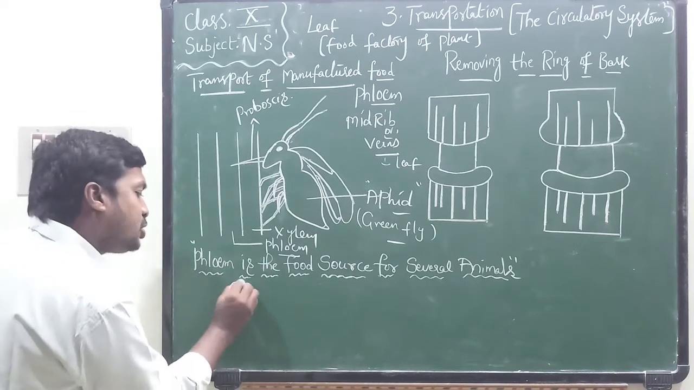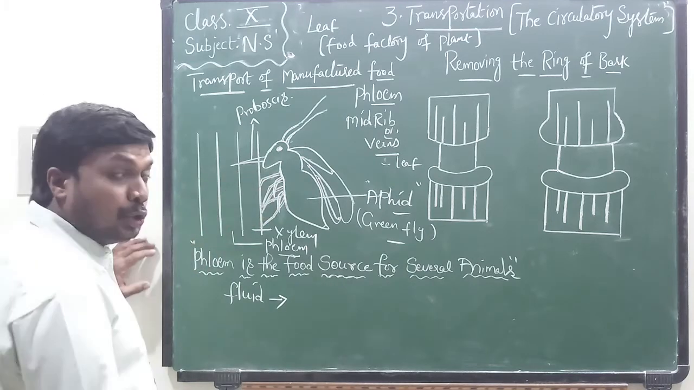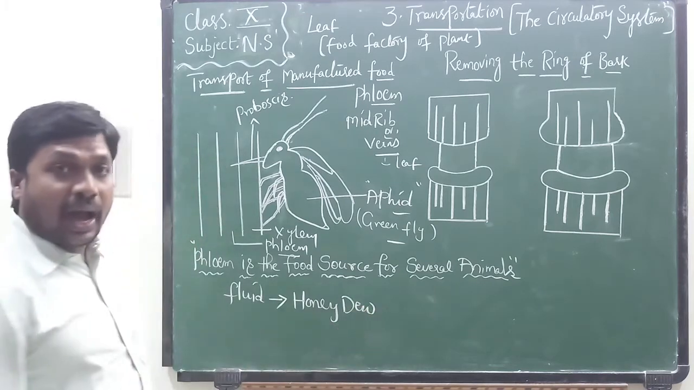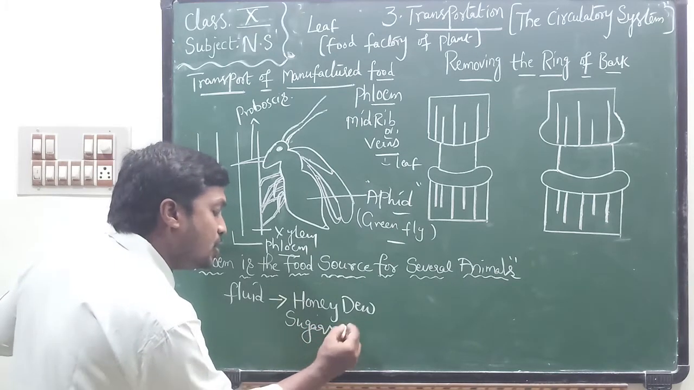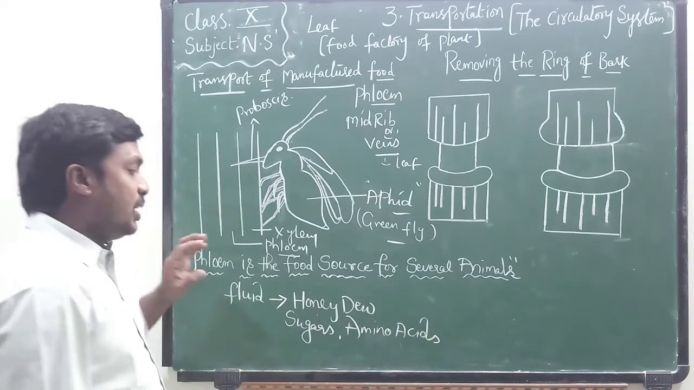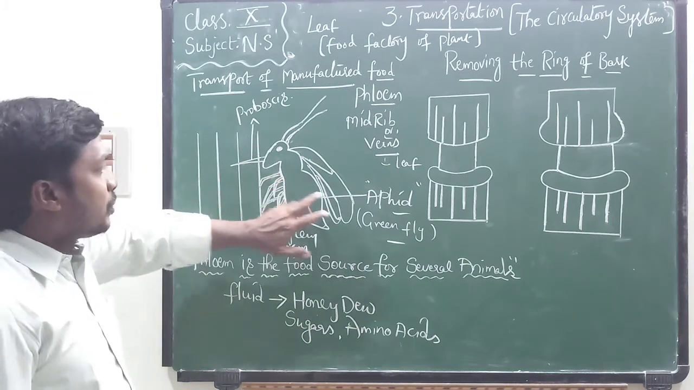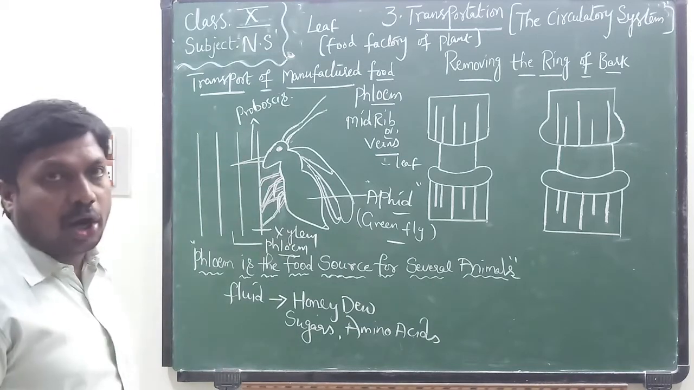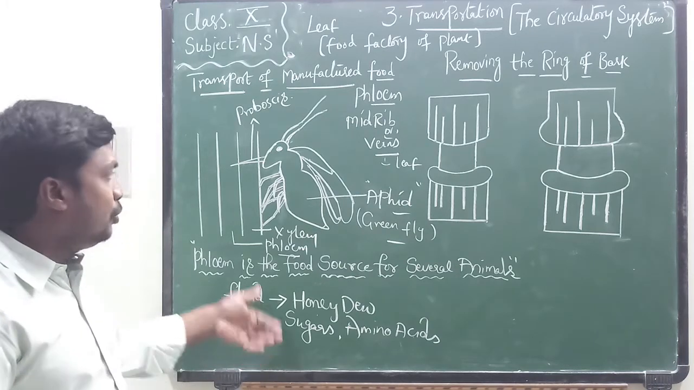The fluid absorbed by aphid, the green fly, due to slight pressure is known as honeydew. Honeydew consists of sugars and amino acids. This honeydew from phloem tissue is absorbed by aphid due to slight pressure with the help of the needle-like structure called proboscis. Due to this pressure, they get ready-made food called honeydew into the body.